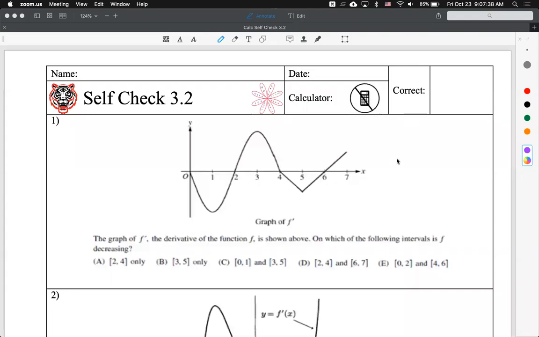All right, AP Calculus self-check 3.2. Again, same date. It's October 23rd. Just for the record, 10/23/2020. Again, this was out of 6 for the number correct in the top right. Make sure you have that denominator. That means we were given 12 minutes.